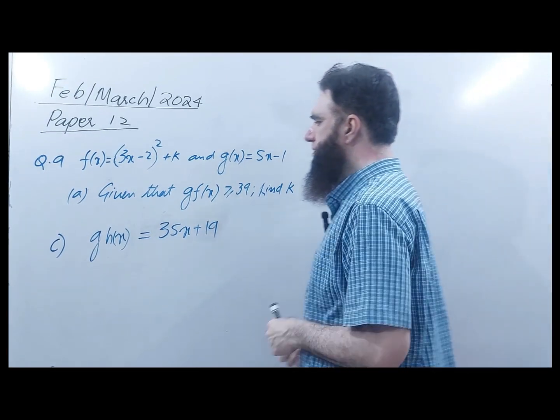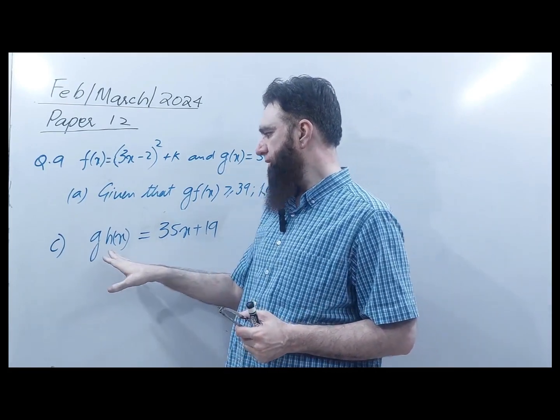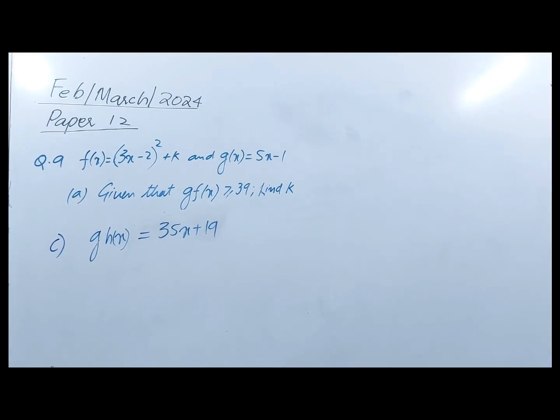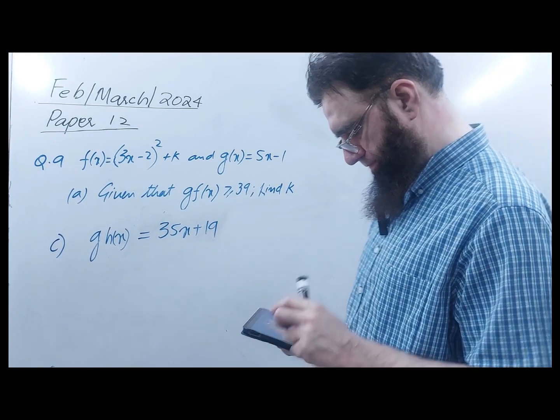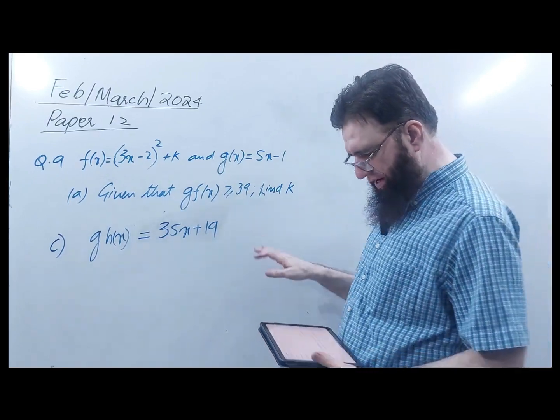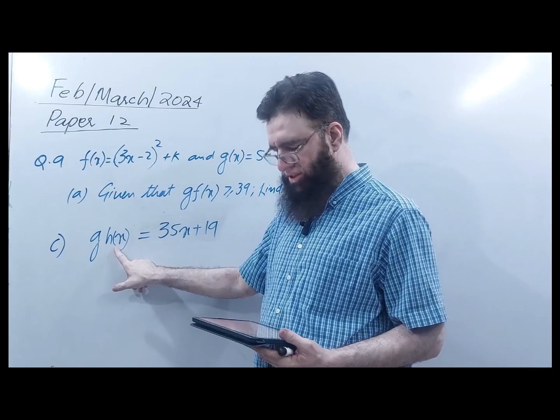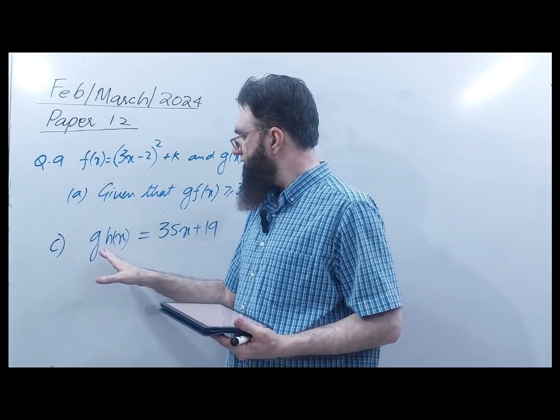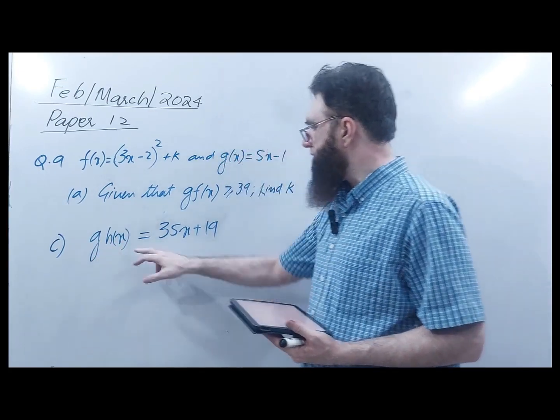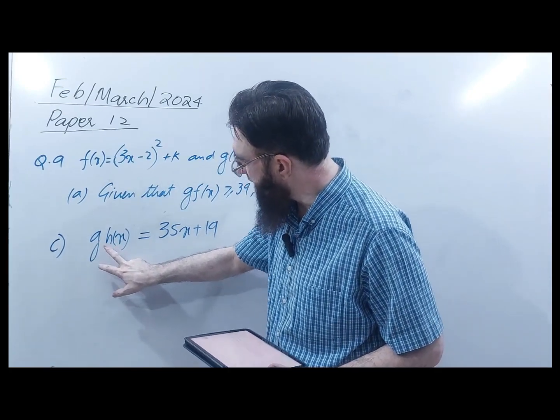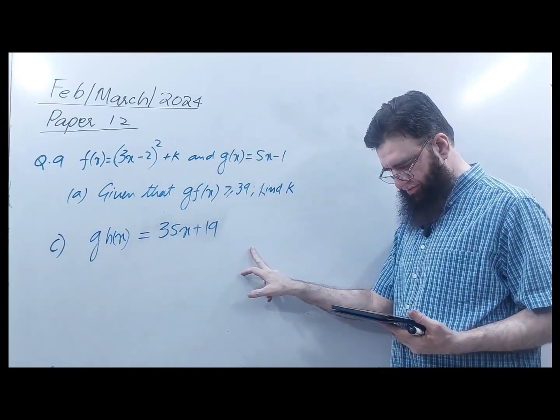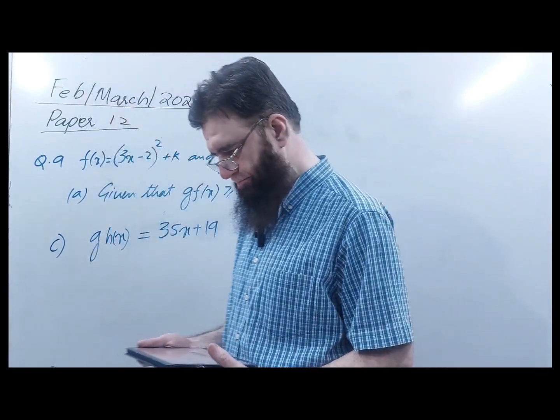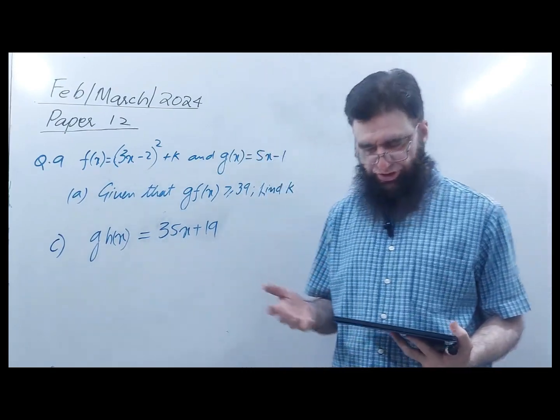In part C, you see another function h(x). I read it for you. The function h is defined for all real values of x, and such that if you put h function in g, the composite function, if you put h into g, you get this one, 35x plus 19. Find an expression for g inverse x, and hence or otherwise find an expression for h(x).